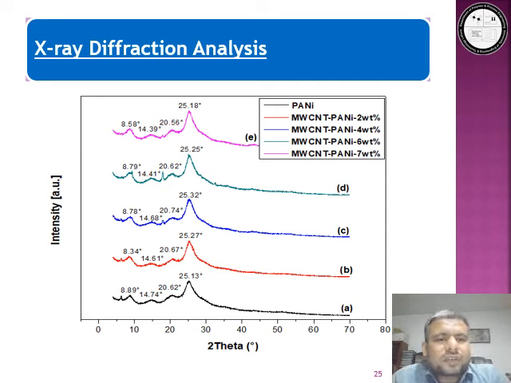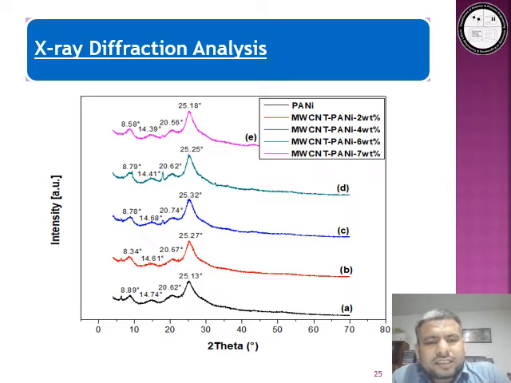So for X-ray diffraction, the figure demonstrates the XRD patterns of pristine PANI and nanocomposites having 2 weight percent, 4 weight percent, 6 weight percent, and 7 weight percent of CNTs. Pristine PANI shows a sharp peak at 2 theta equal to 25 degree and 3 minor peaks at 20.62, 14, and 8.9 degree. These characteristic peaks are attributed to the periodicity parallel and perpendicular to the chains of the polymer.